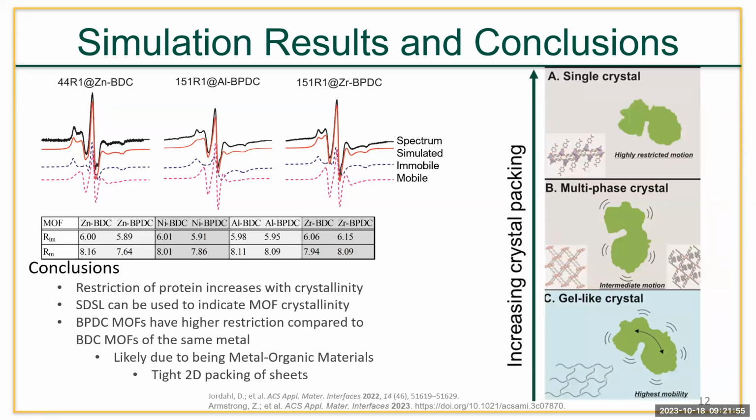So how we rationalized these results was that with the spin label being more confined and more restricted in these BPDC MOFs, we think what was happening was that the 2D sheets would pack together very tightly and actually increase the confinement and rigidity of the protein immobilization. So it's actually less likely to be able to move around.